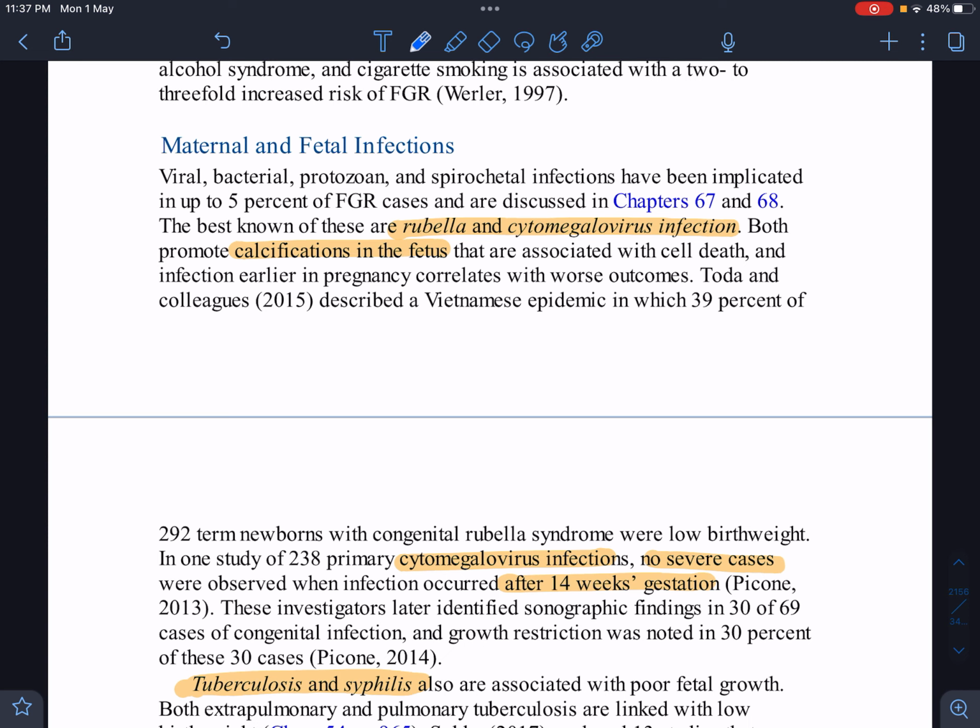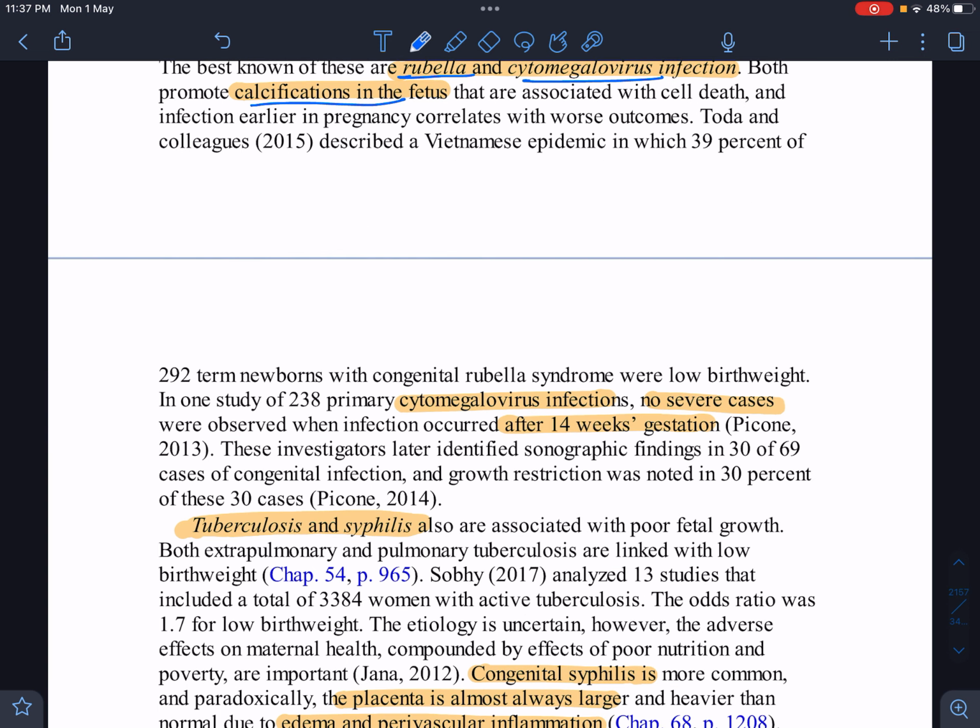Now maternal fetal infections can be multiple. The best known are rubella and cytomegalovirus. They can both promote calcification in fetuses and are related with worse outcomes. In primary CMV infections, no severe cases were observed when infection occurred after 14 weeks. So this is also very important.